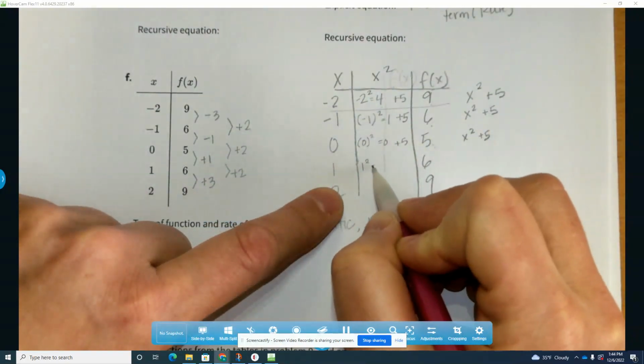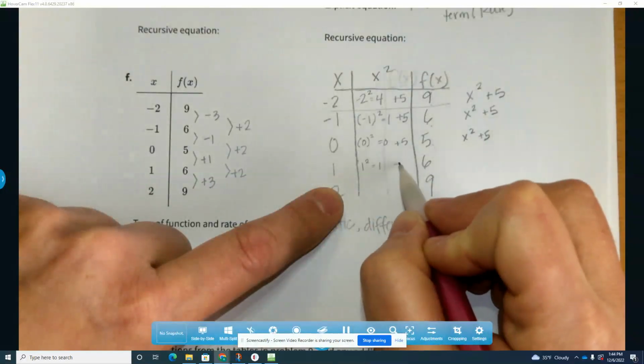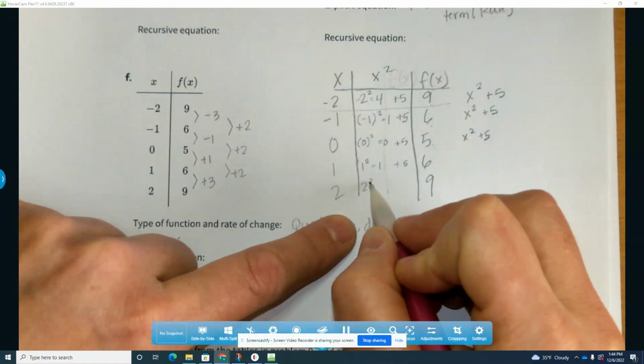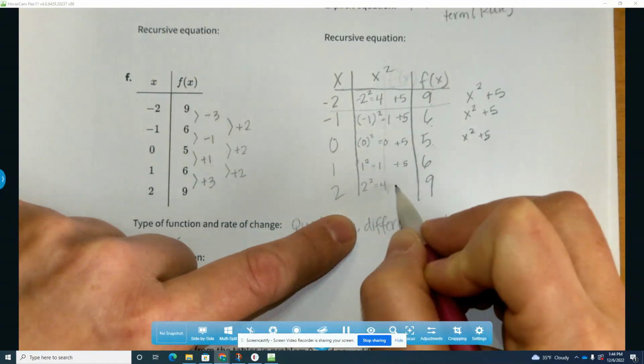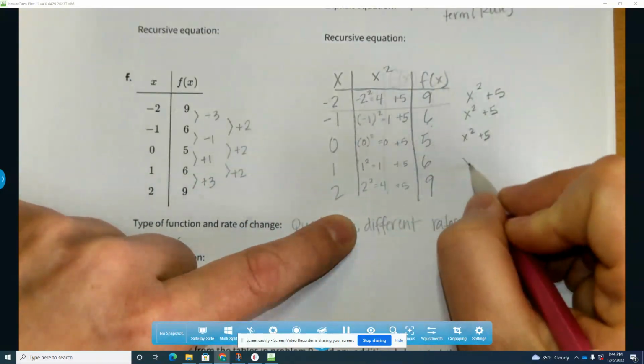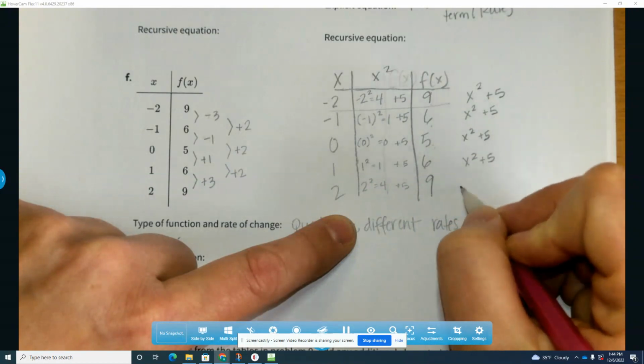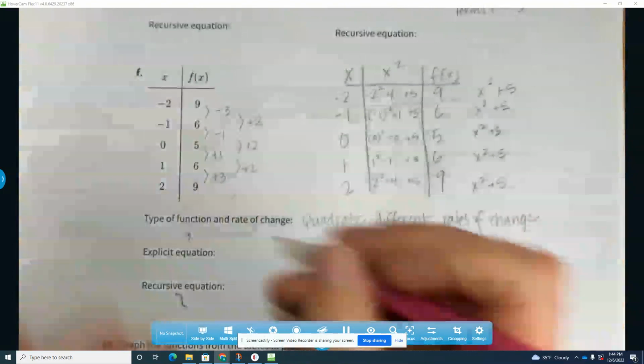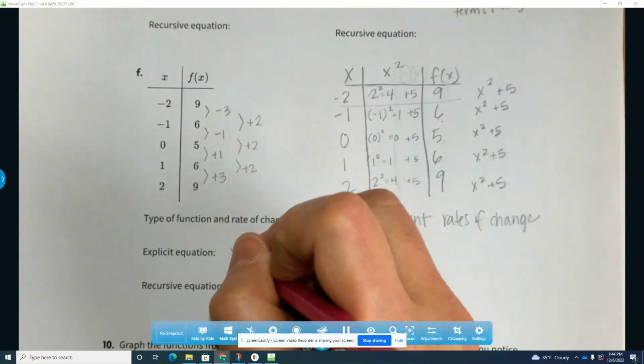1 squared is 1. To get from 1 to 6, I need to add 5. 2 squared is 4. To get from 4 to 9, I add 5. So I'm still doing this x squared plus 5 all the way down. And that is my explicit.